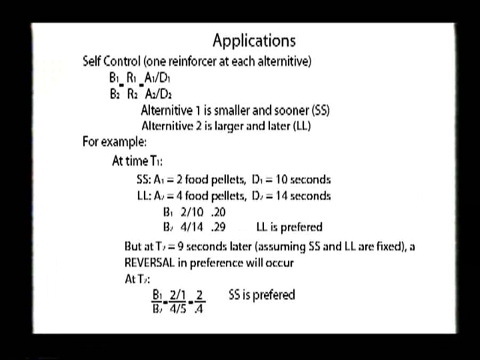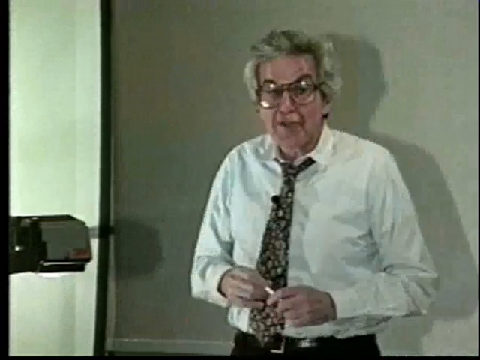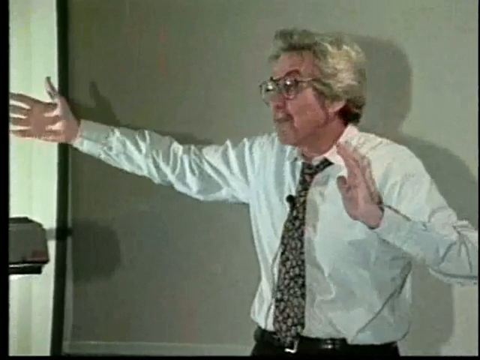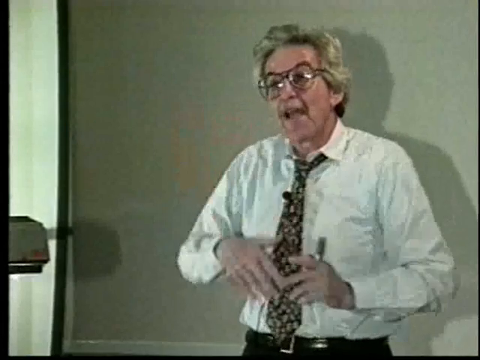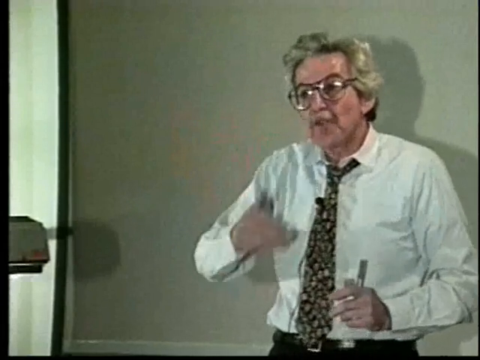The rat sits there and calculates: 2 divided by 10 is 0.2, 4 divided by 14 is 0.29, and it says, therefore, I prefer the larger later because 0.29 is greater than 0.2. Now suppose that time passes. Remember, one was delayed by 10 seconds, the other was delayed by 14 seconds. Imagine that 9 seconds passes, and you ask the animal again, which one of these 2 reinforcers do you want?